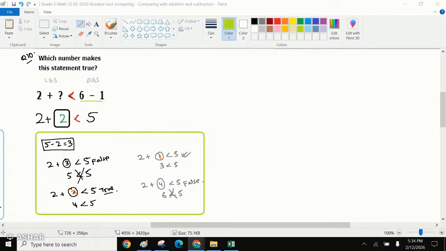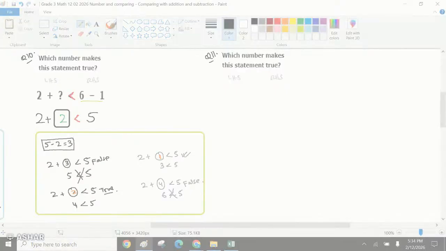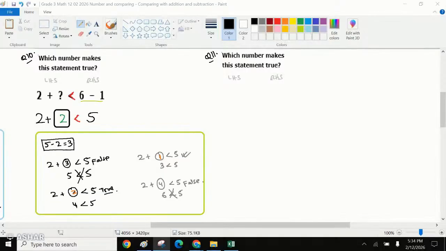Jaime, let's do one more question and then move to the test. For the next question, it says, which number makes this statement true? And the statement given is 1 plus something is greater than 10 minus 2. Okay, for the next question, this is the statement.